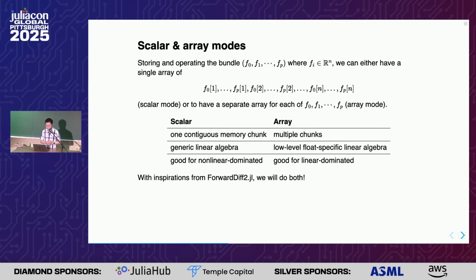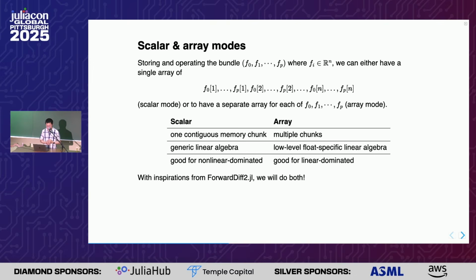The benefit of doing scalar mode is that you always have a contiguous memory chunk for the whole array, because the order p is a compile time constant for your function, and actually the forward diff is always working in this way. But this has some disadvantages, because in order to do some linear algebra on such arrays, you cannot just call into BLAS or LAPACK. You need to use the generic linear algebra routines defined in Julia base, which is not always optimized.